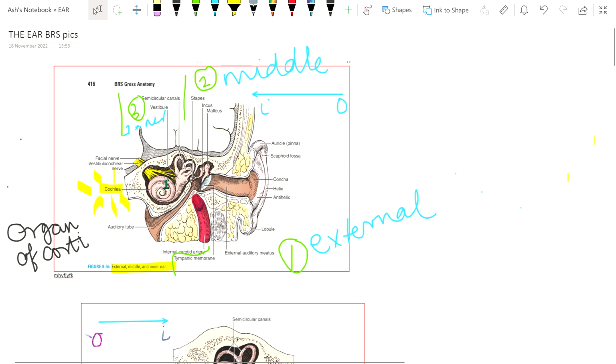We hear because the sound waves travel from the external ear to the middle ear to the inner ear, and they are converted into electrical impulses. These are carried by the nerves to the brain. Only when the brain receives the information do we hear things. So these are the main important parts of the ear: external, middle, and inner ear.